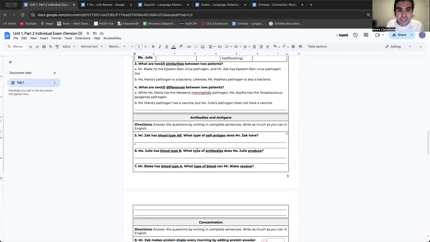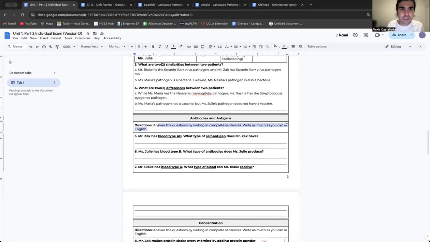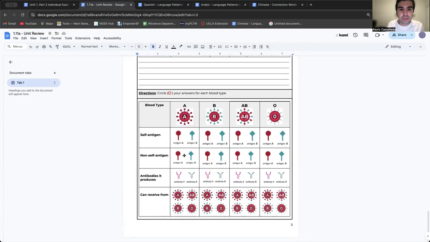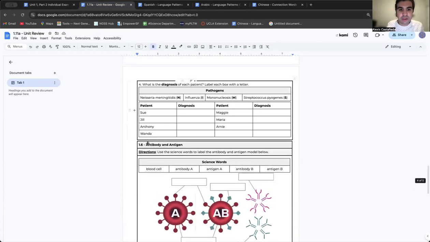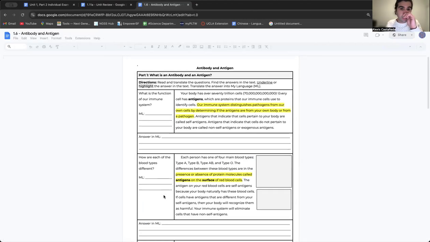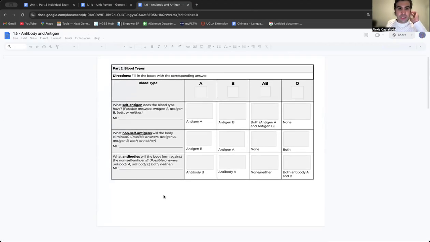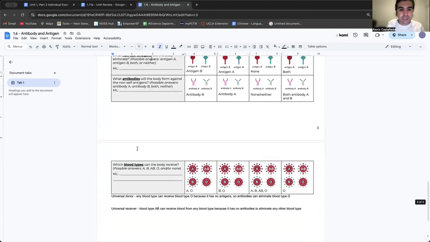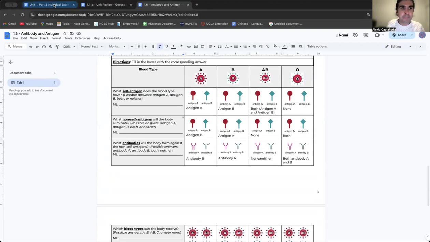So antibodies and antigens. So again, it's telling us here, answer the questions by writing complete sentences, write as much as you can in English. So antibodies and antigens, if you look back to 1.11a, we did this all the way here at the bottom. You can also look back here at 1.6. We can take out these connection words, so 1.6, antibodies and antigens. So here we looked at the self-antigens, non-self-antigens, antibodies, and blood types that each blood type can receive.